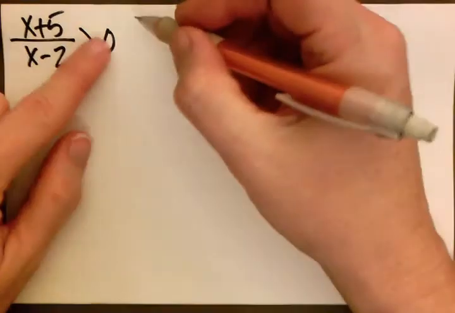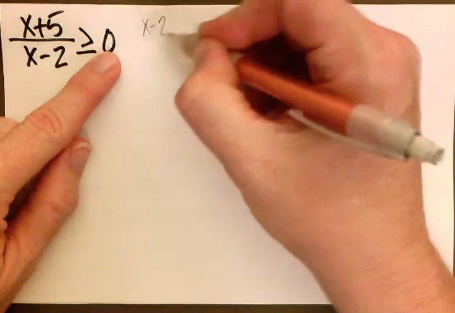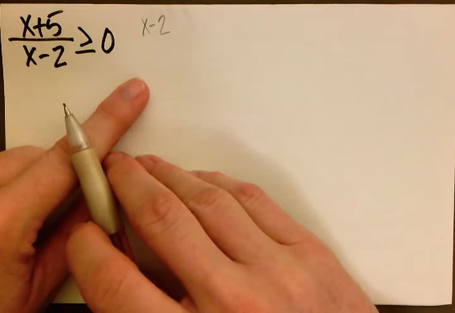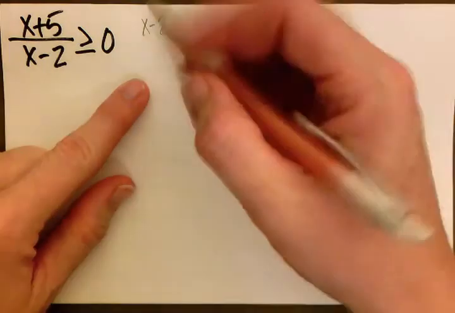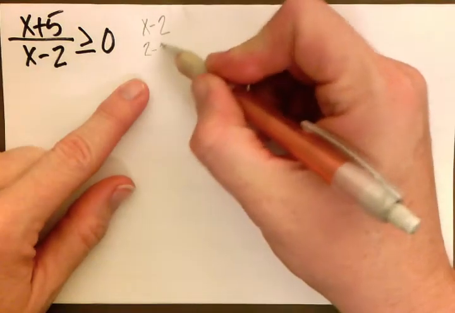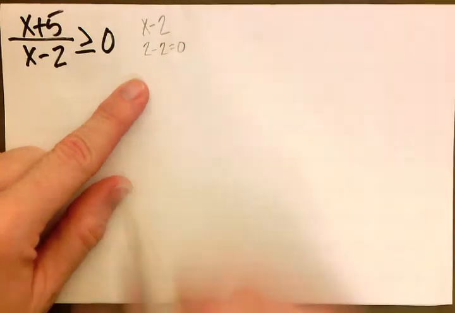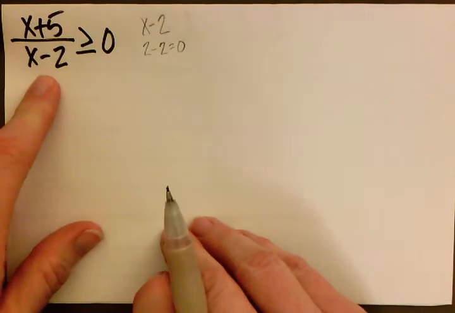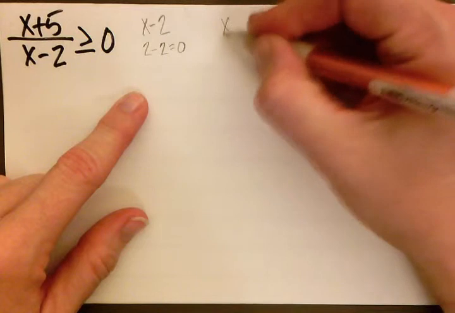So if we take x - 2, it's very easy for us to look at this and see that our answer is going to be 2, because if we did 2 - 2, that equals 0, and our denominator can never be a 0. So our first answer is 2.